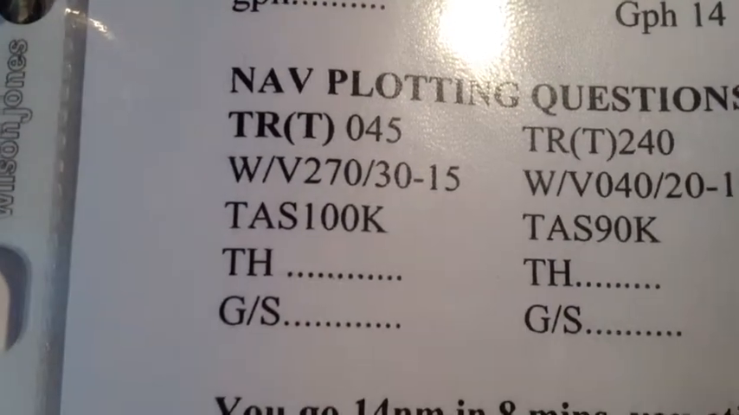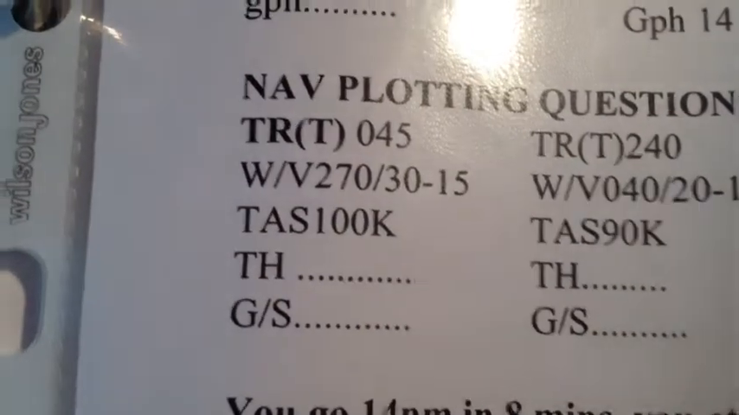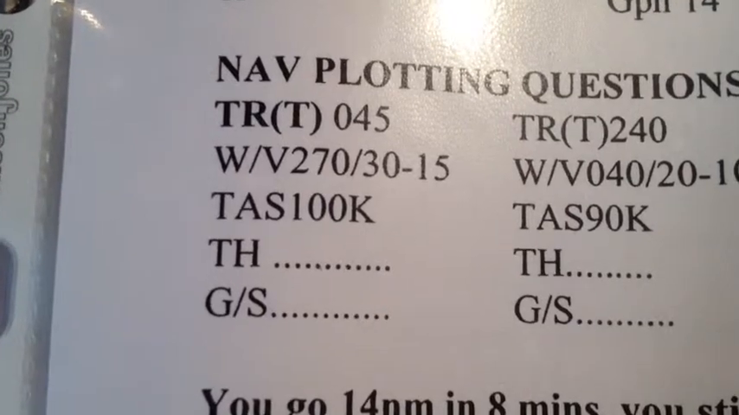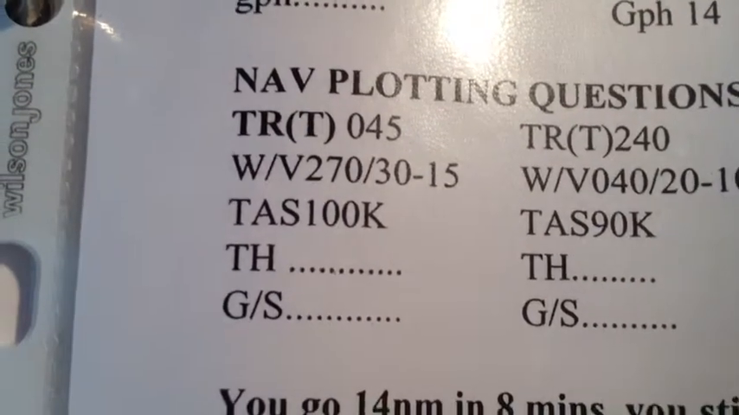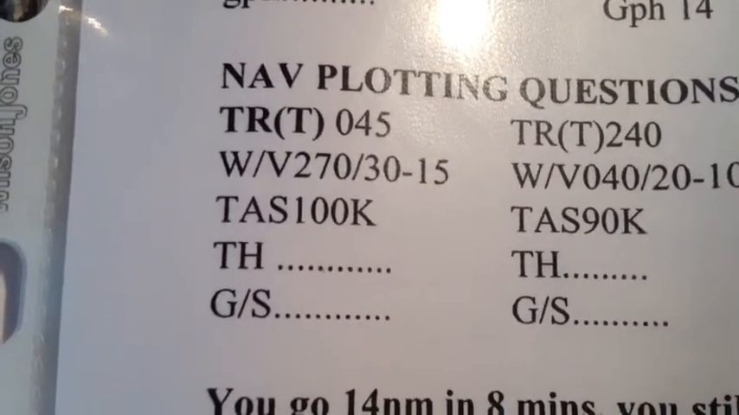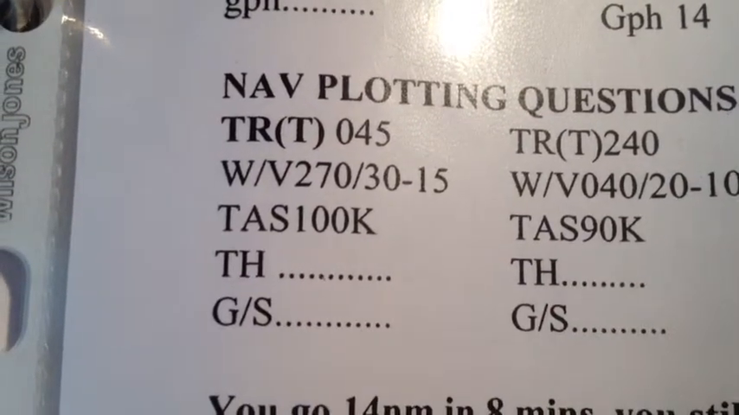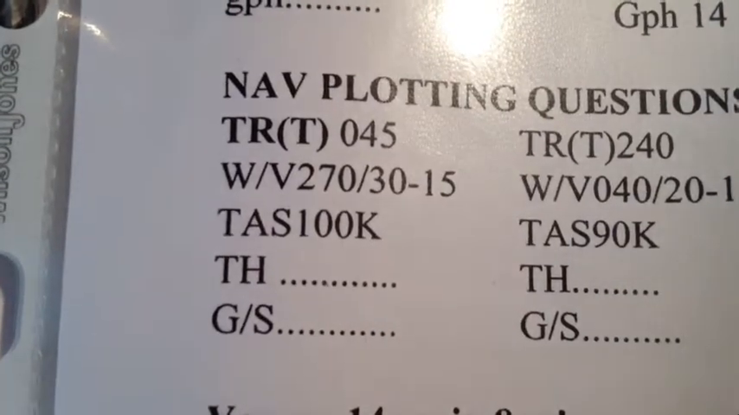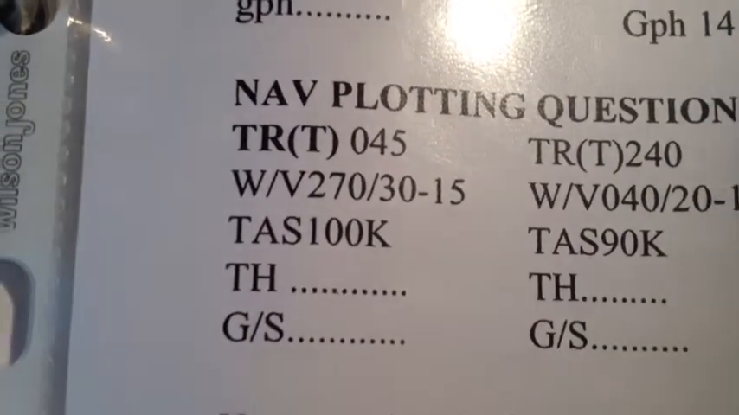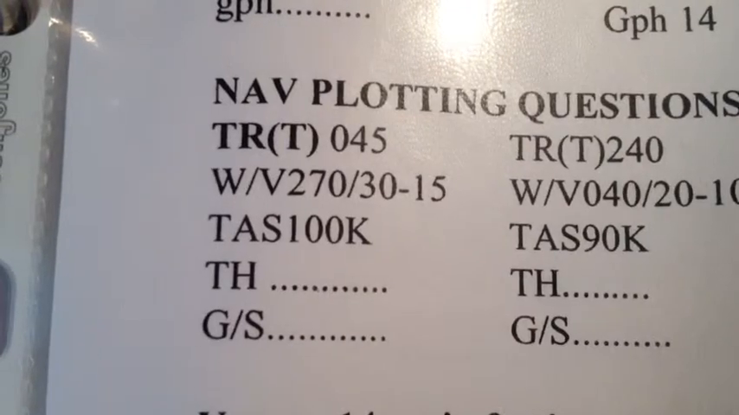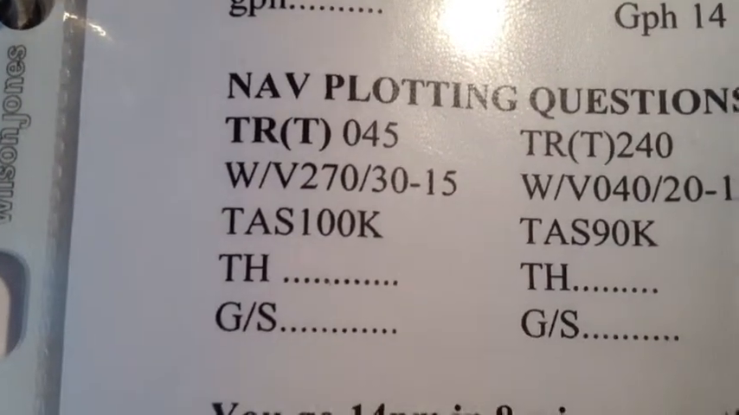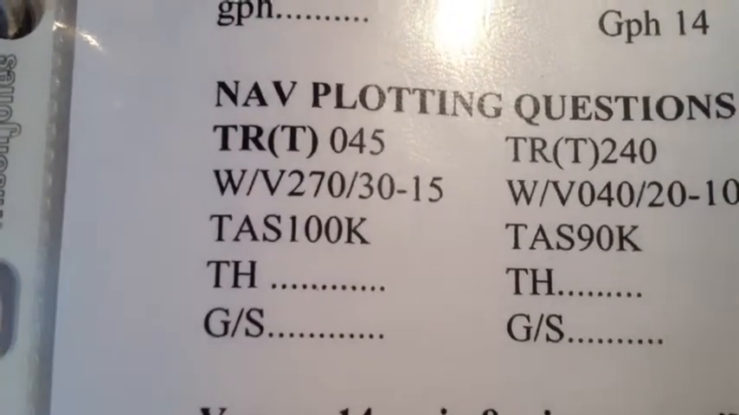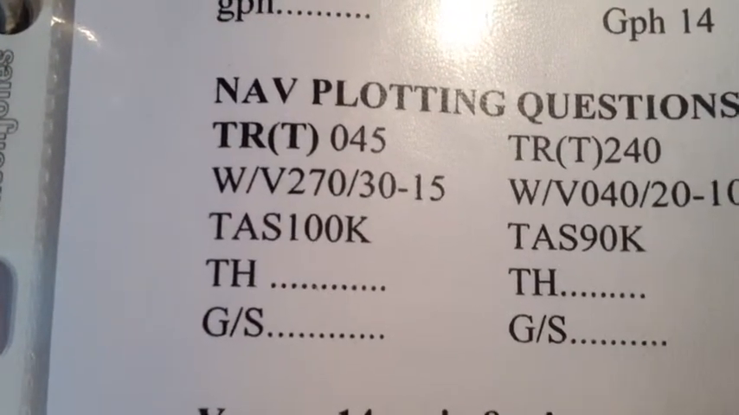We have a track, and that's in parentheses T for true, so a true track of 045 that we want to make good. Our wind velocity is 270 at 30 knots, and the temperature, which is not a factor in this problem, is minus 15. So that's the way that is read. So the wind is coming from 270, 30 knots, temperature minus 15. Our true airspeed is 100 knots.